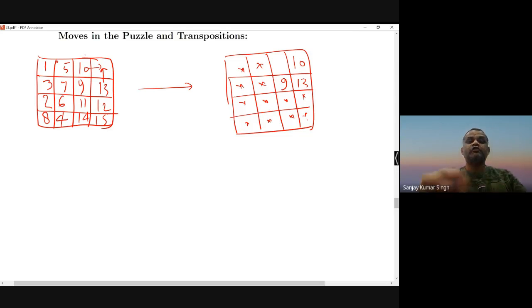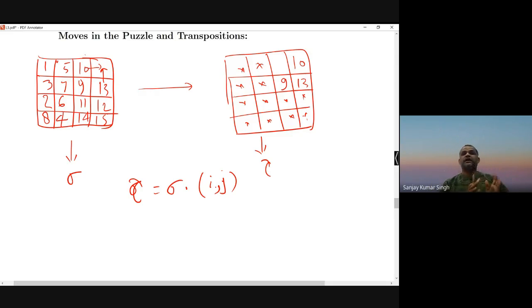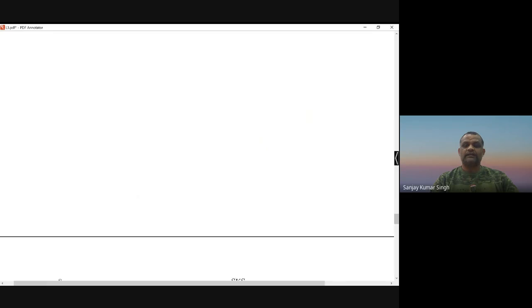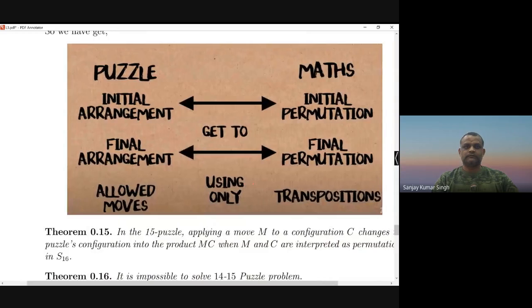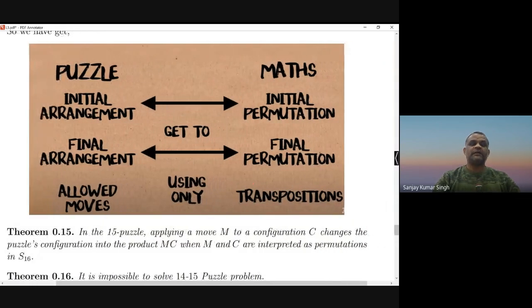I'm saying whenever you make a move, if the permutation is sigma, and suppose the new permutation is tau, then tau is basically sigma times some transposition. So whenever I make a move, basically I take a product with a transposition. So now my moves are very clear to you, and I can write this problem like this. So this is my puzzle.